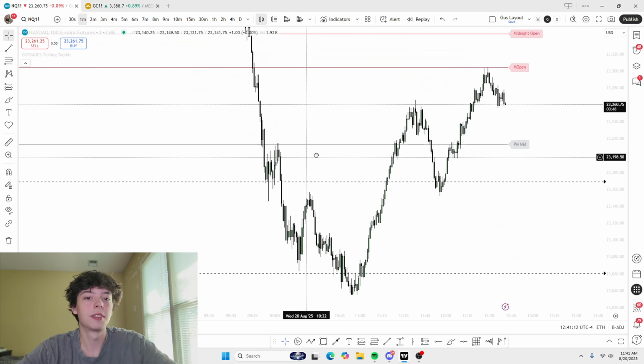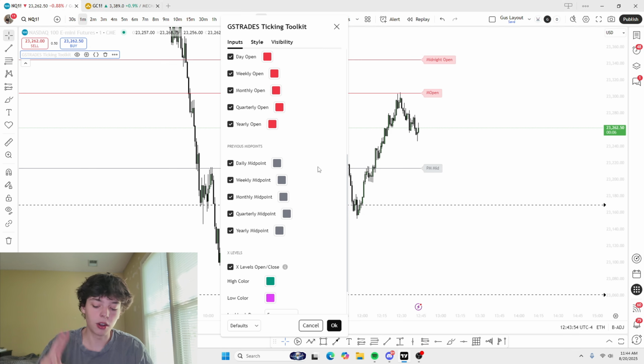And also one thing I do want to make clear is that this does not only work on NASDAQ. This basically works for every single 24-hour market, like Forex, crypto, all that kind of stuff. This works on different indices. This works on gold. This works crazy on gold. I'll be showing you guys that in a minute. This works on basically everything.